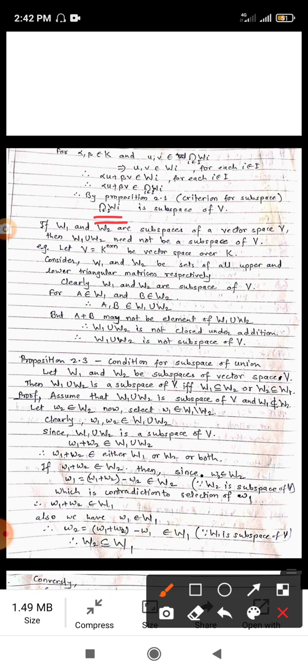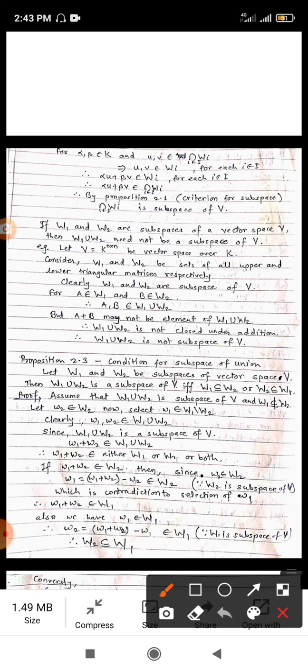Suppose W1 and W2 are two subspaces of vector space V, then its union need not be a subspace. For example, let V be the vector space K of n by n, that is, the set of all n by n matrices with entries from K, which forms a vector space as we already know. Now W1 and W2 are the sets of all upper triangular and lower triangular matrices.